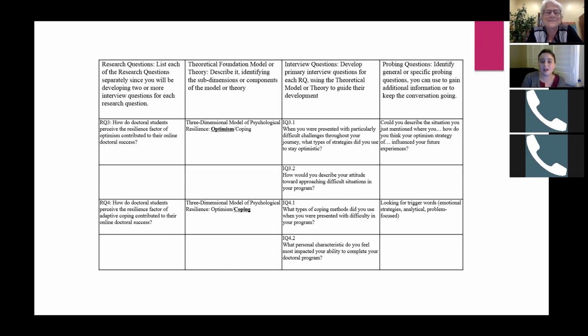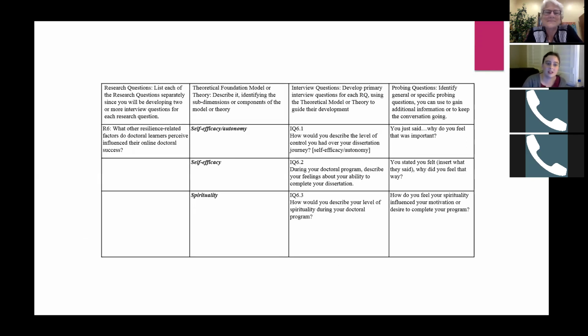I didn't have as many, but that's because these 2 research questions were actually from the same dimension of resilience. I just split them up because I anticipated that I might need to do some extra coding between the 2 different subdimensions within this. And then my 6th research question, I predicted some of the factors that I might find based on the literature. Self-efficacy, autonomy comes up a lot in resilience literature. And then I also added spirituality for a couple reasons.